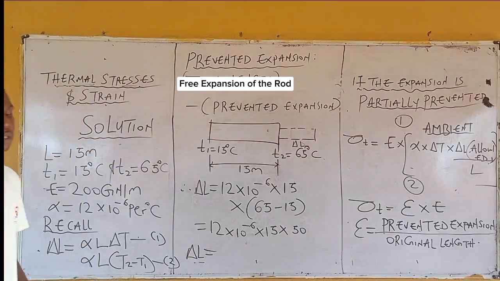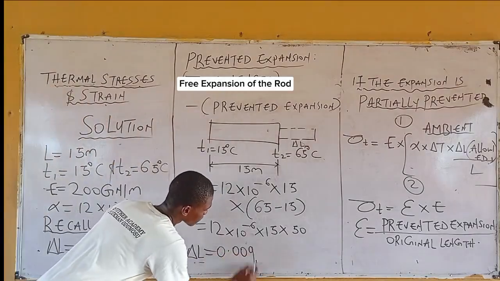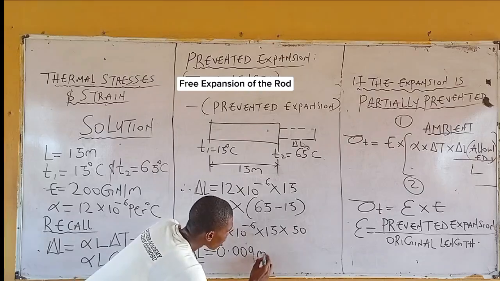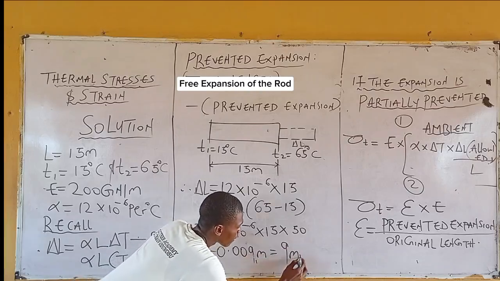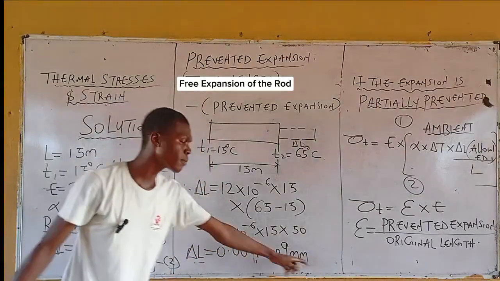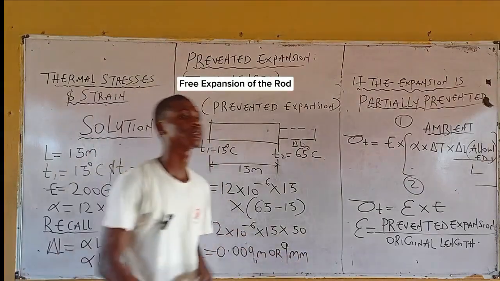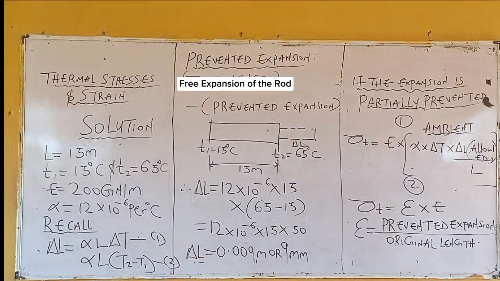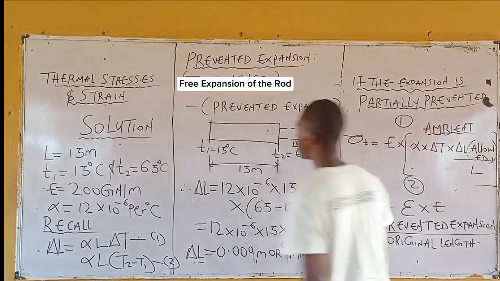Change in length becomes, right? Or 9 millimeter. Why do you say 9 millimeter? Multiply by 10 raised to the power of 3. Alright. Any questions so far? No question.